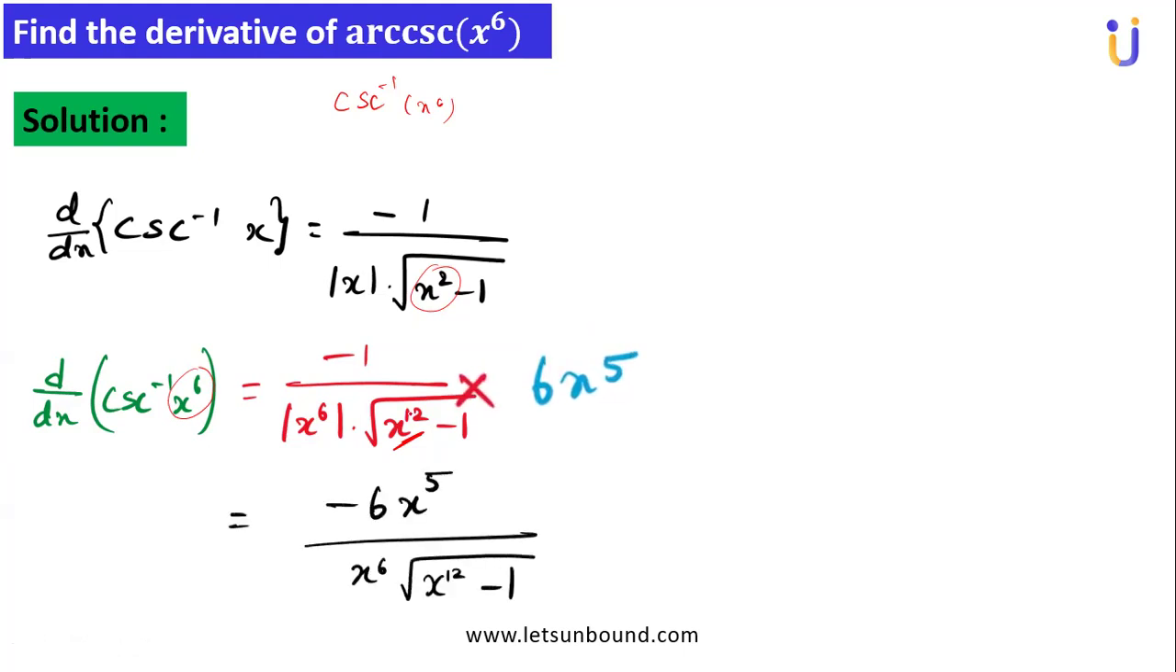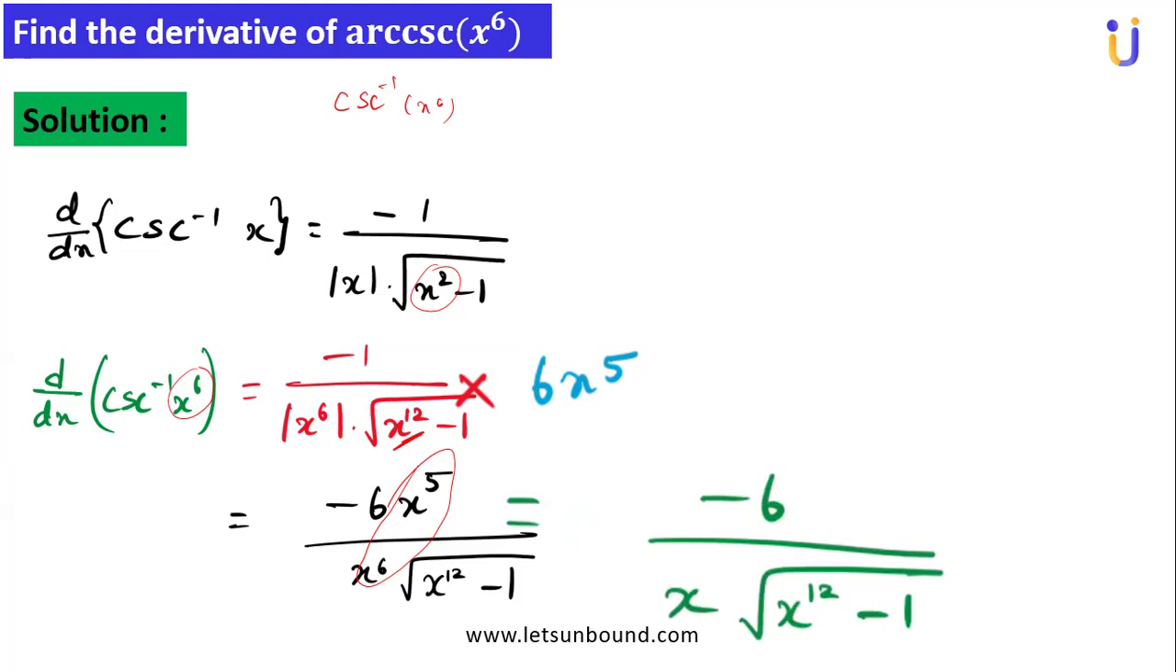And you need to simplify: minus 6x power 5. Mod x power 6 is just x power 6. That square root stuff will be as it is. And you simplify to minus 6 by x, like we are combining the powers, right? And x into square root of x power 12 minus 1. That's a simple thing.